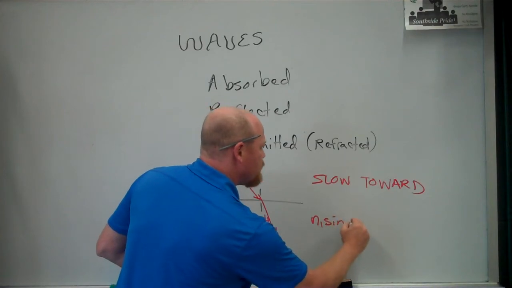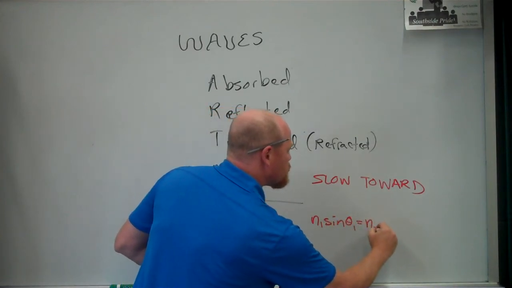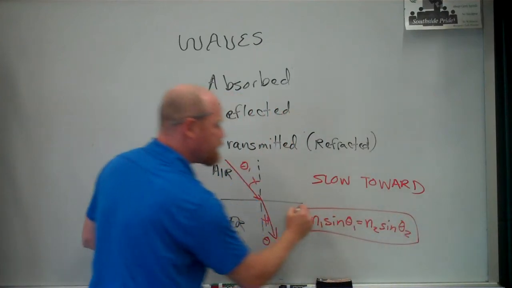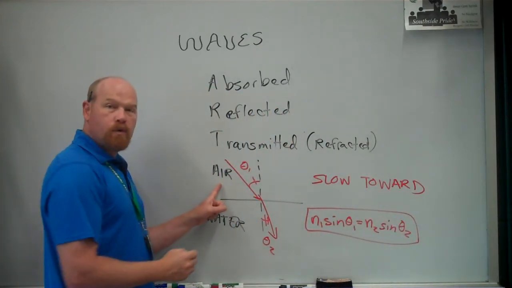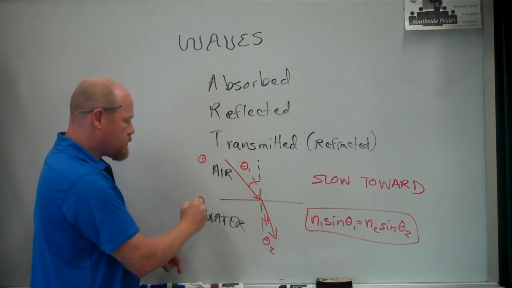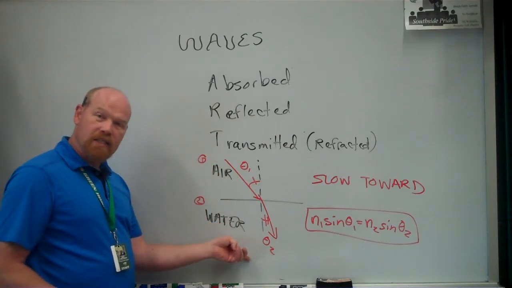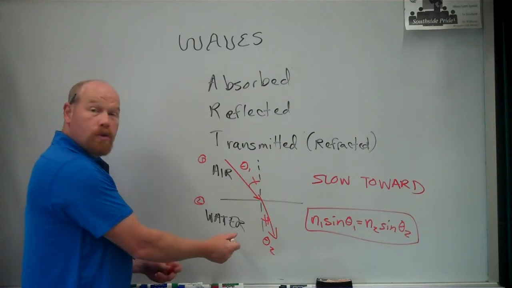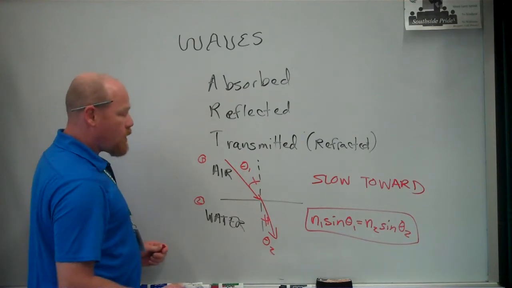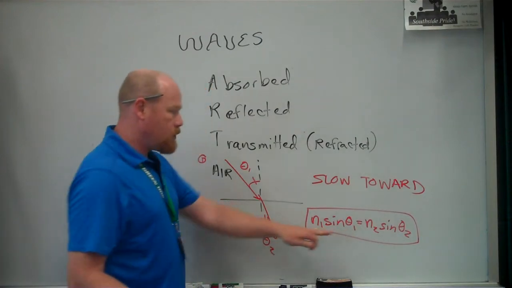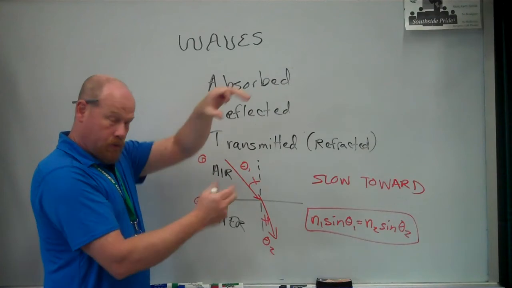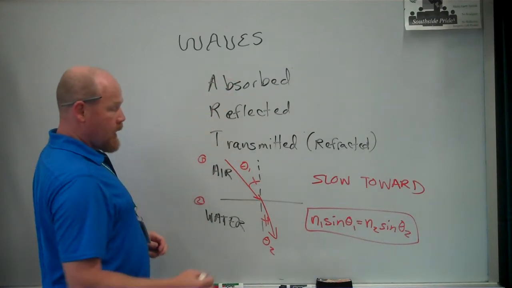N1 sine of theta 1 equals N2 sine of theta 2. Remember, that's Snell's law. You need to know how to work with that. N1 would be 1, because material number 1 is air. In this case, material number 2 is water, because it ends in water. N2 is 1.33 for water. Then you plug in here, and you need to work with degree mode on the calculator, of course.